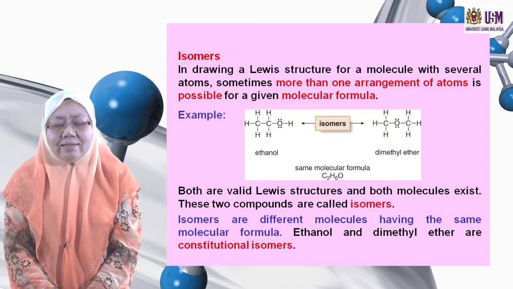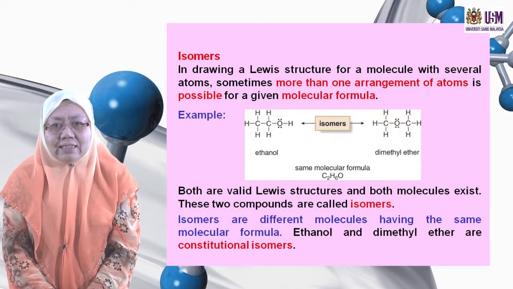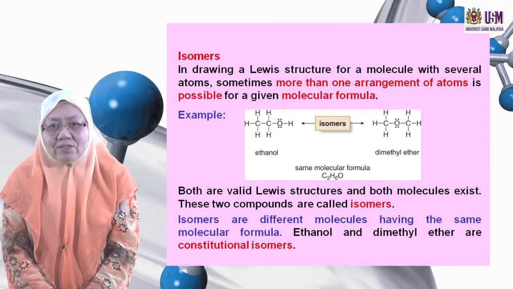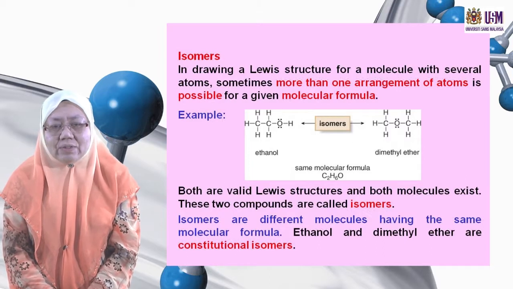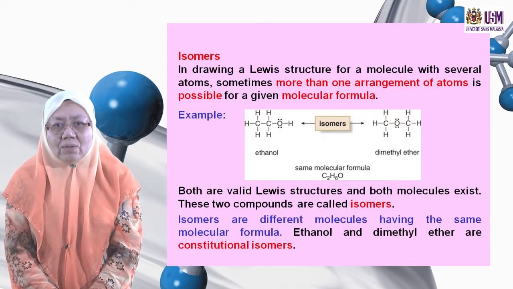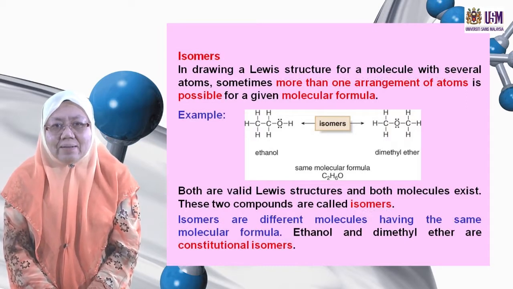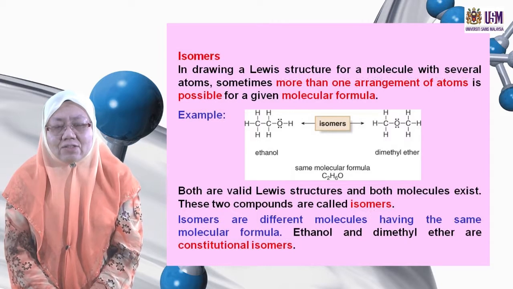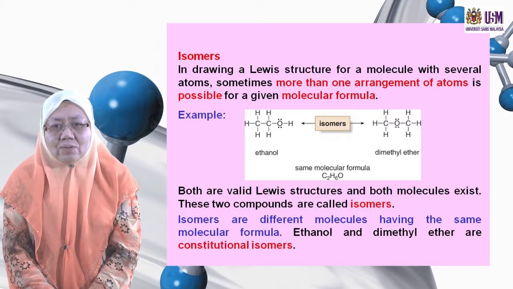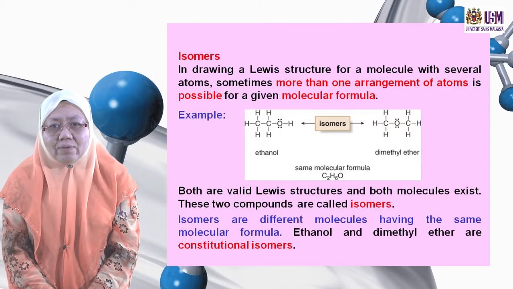And in the second structure, we have a CH3O with a CH3. This is an ether, which we call dimethyl ether. So when we draw a Lewis structure for a molecule with several atoms with more than one arrangement, we just play around with the bonds. In the carbon, we know carbon has four bonds and oxygen will have two bonds. And hydrogen will only have one bond.